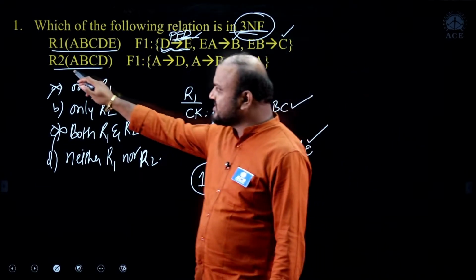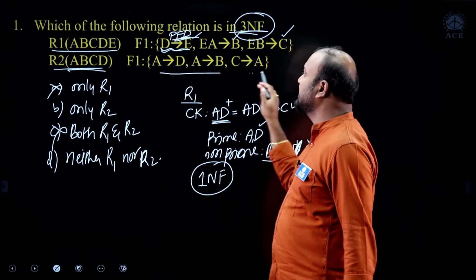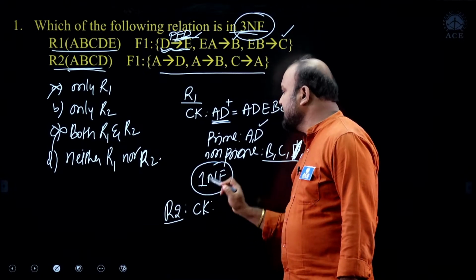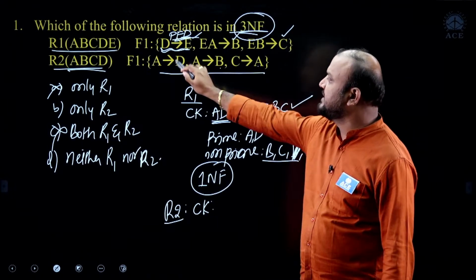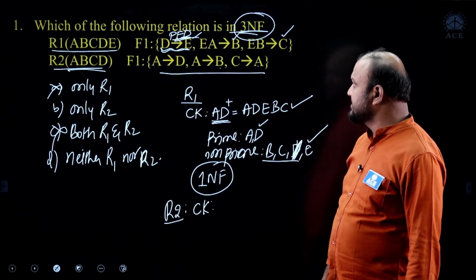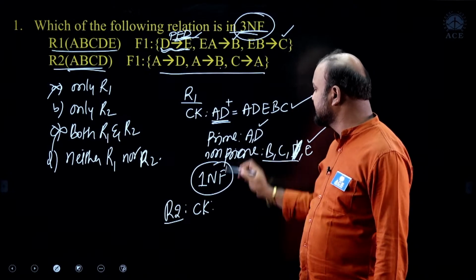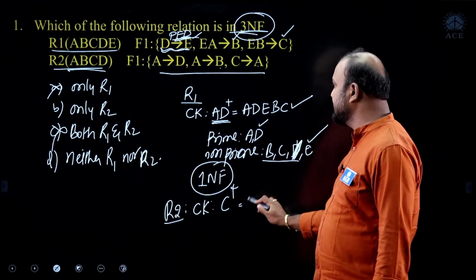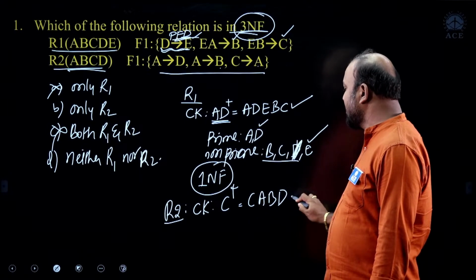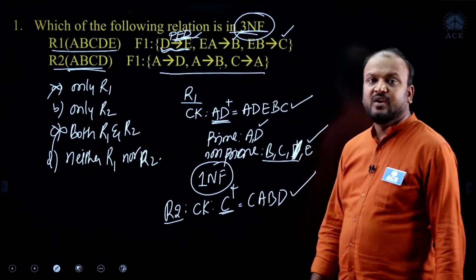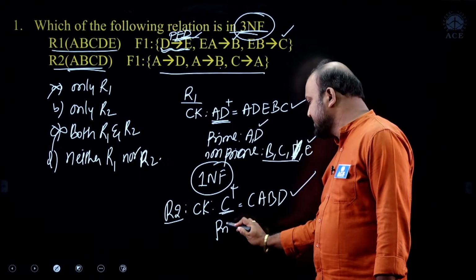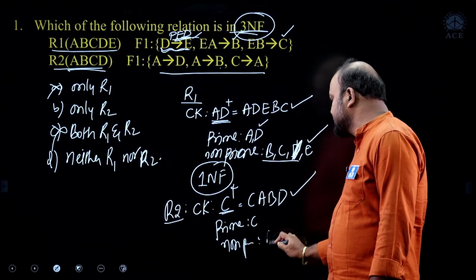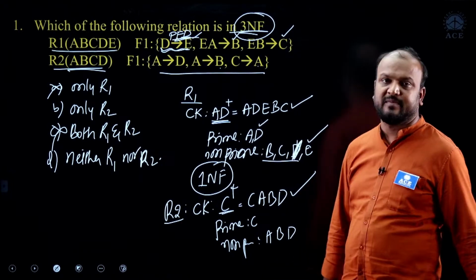In R2, the relation is given as A, B, C, D, and these are the dependencies given. For R2, we find the key. Now what is the key for R2? Look at A, B, D, they are the dependents. Now what is independent? C, and C is possible to become a key. What is the closure of C? C, A, B, D, all the attributes. C is the key. When C is a key, the prime attribute is C, and the non-prime attributes are A, B, and D.